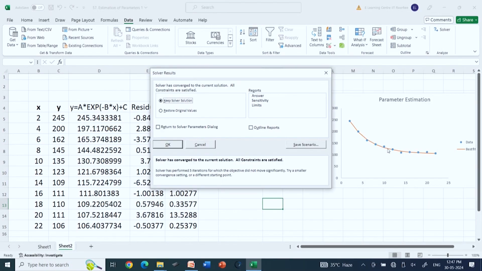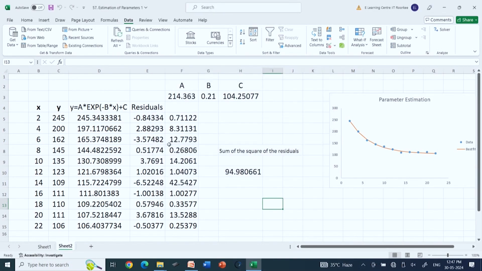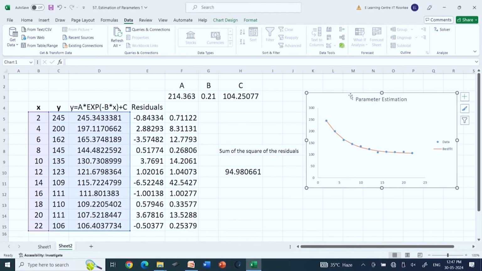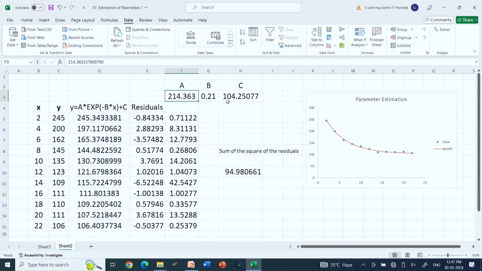You can already see that it is now a good fit, and you get the values to be 214.363.21 and 104.25077. So this is how you estimate the parameters of an unknown curve, where A, B, C are your parameters which need to be determined from the data.